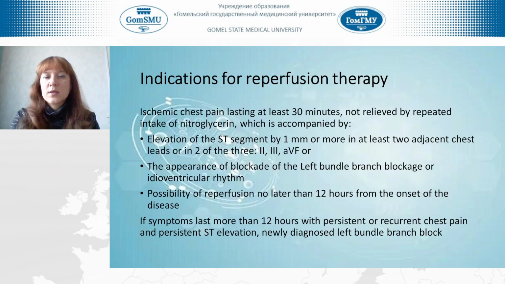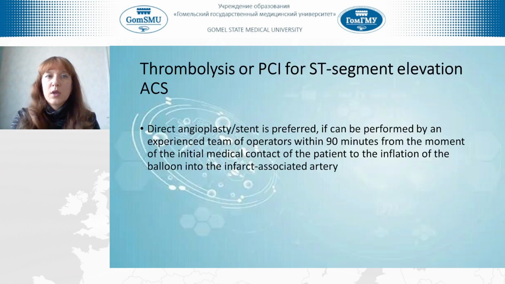If symptoms last more than 12 hours with persistent or recurrent chest pain and present ST elevation, you diagnose left bundle branch block. Thrombolysis or PCI for ST segment elevation acute coronary syndrome. Direct angioplasty with stenting is preferred if it can be performed by an experienced team within 90 minutes from the moment of the initial medical contact of the patient to the placement of the balloon into the infarct-related artery.